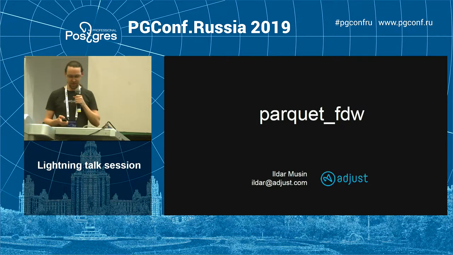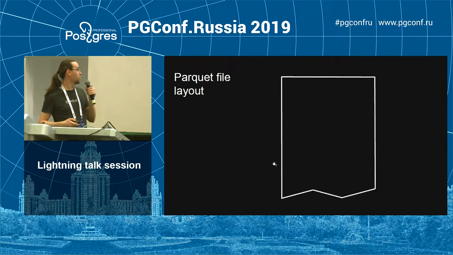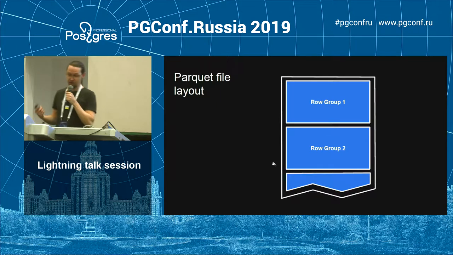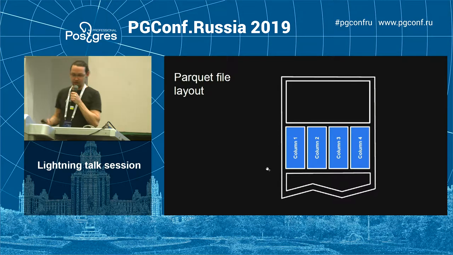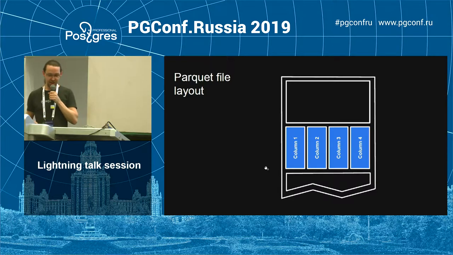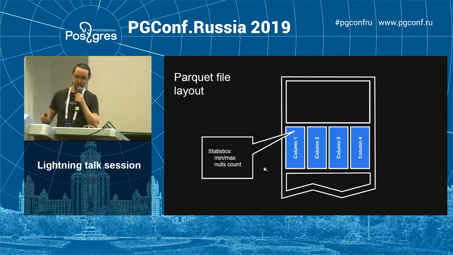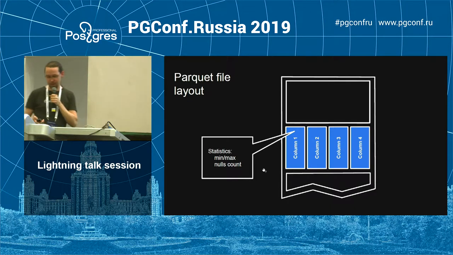I'm Eldar Musin. I work for Adjust company. I will talk about an experimental project we're developing called Parquet Foreign Data Wrapper. A few words about Parquet, what it is, what format it has. It is column storage, broken into groups of lines. Each row group contains several columns. Each column is broken into chunks, pages, etc. Each column has statistics, minimal, maximum values, number of zeros, and so on.